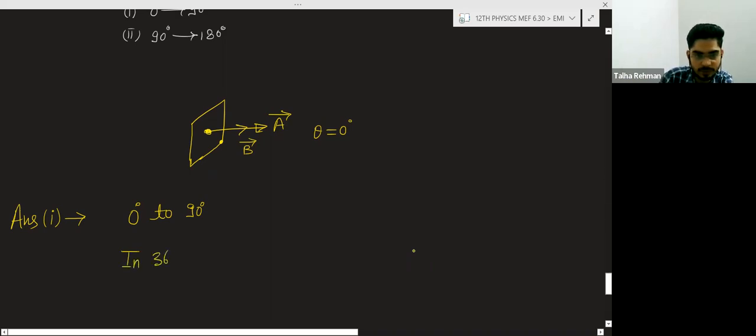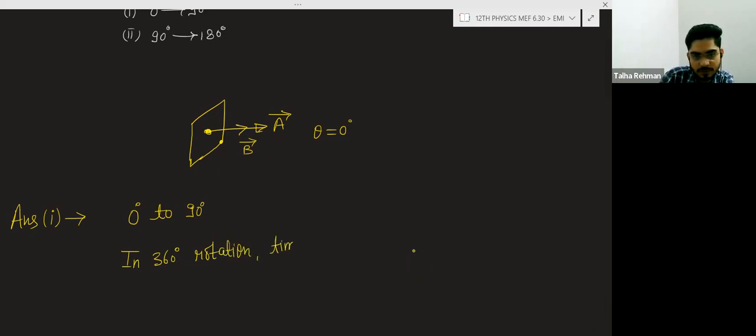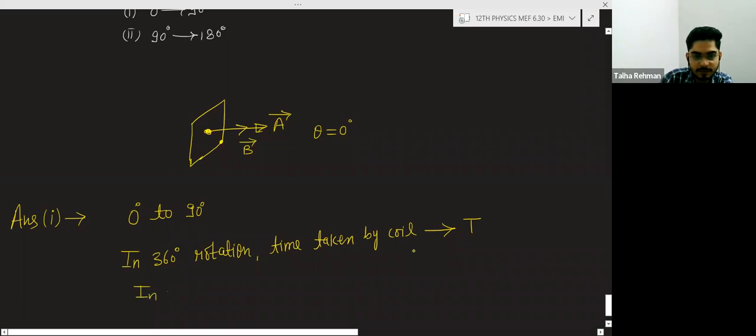In 360 degree rotation, time taken by coil is capital T. This is given in the question. So in 90 degree, what will be the time? T by 4. Is it or not?